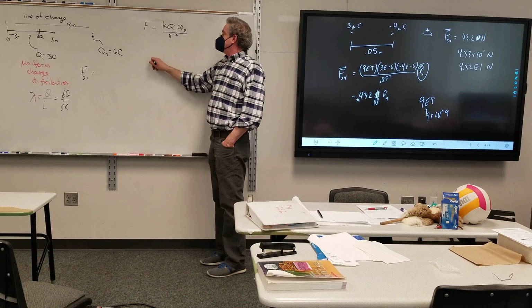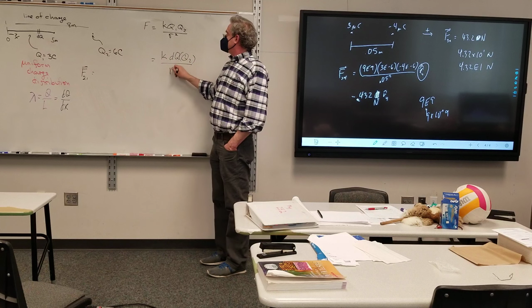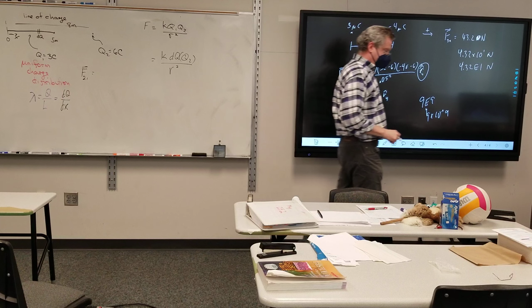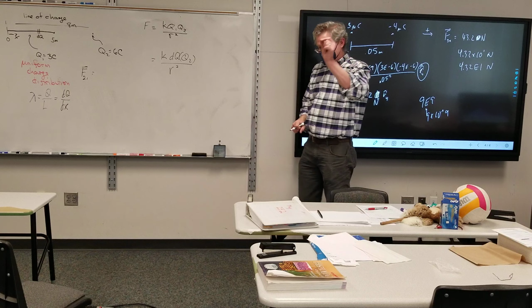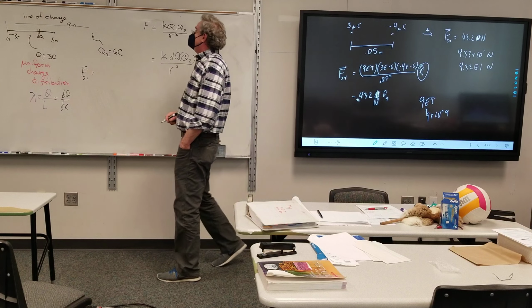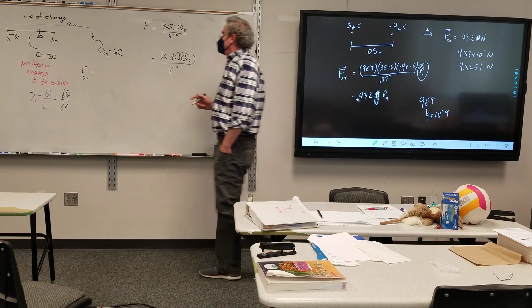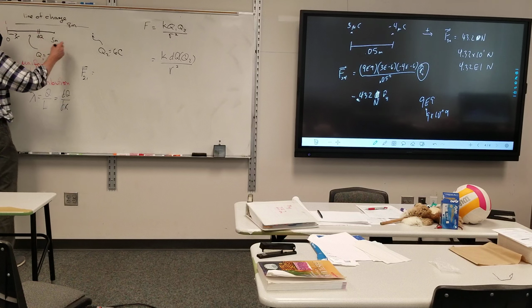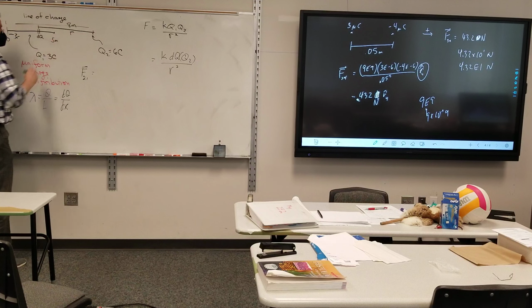And so I'm gonna find the force, k dq Q2 over R squared. So step 1, define your infinitesimally small bit of charge. R is the distance between the two charges. So R is this distance right here. What do we call that?